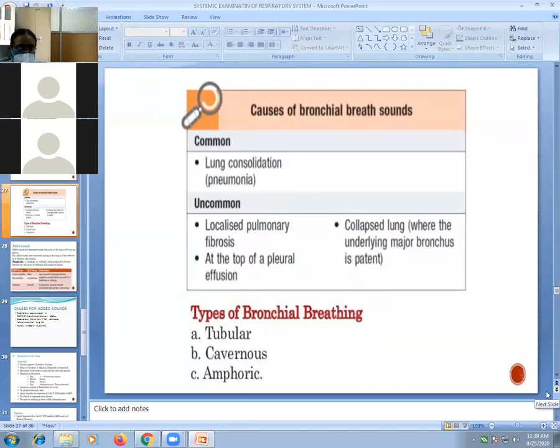Now causes for bronchial breathing. The most important cause for bronchial breathing is lung consolidation. You remember just one cause. The cause for bronchial breathing is lung consolidation. That is sufficient, for you to remember only one cause for bronchial breath sound, that is lung consolidation.